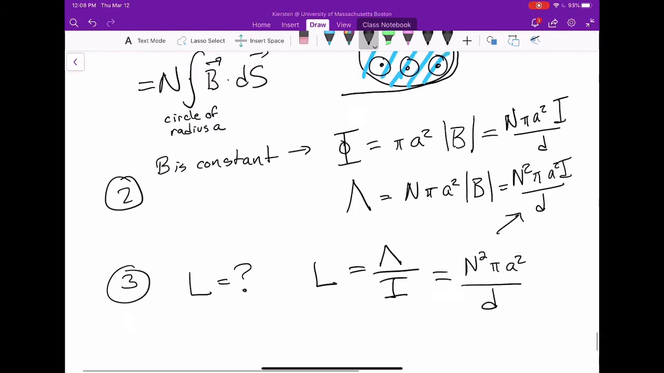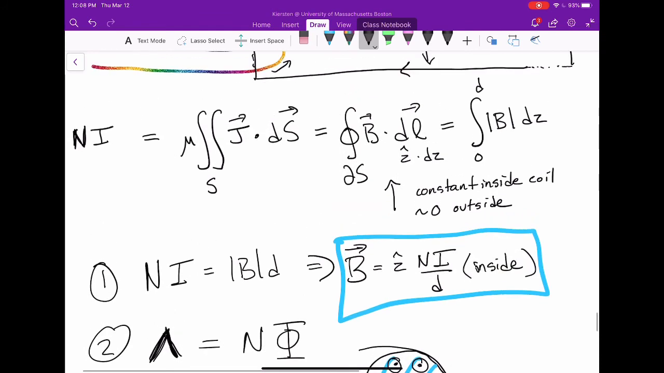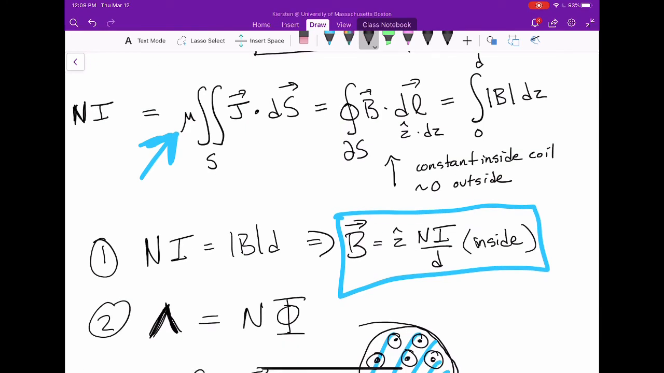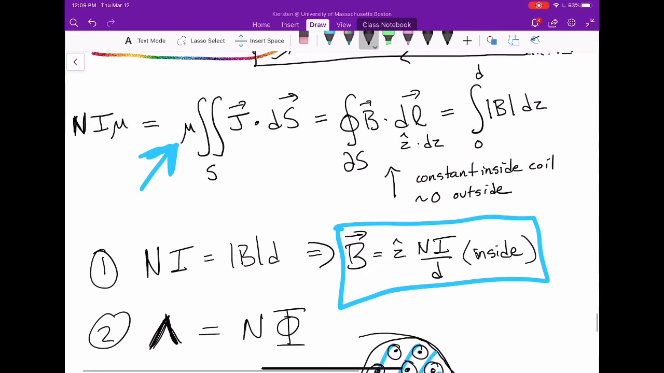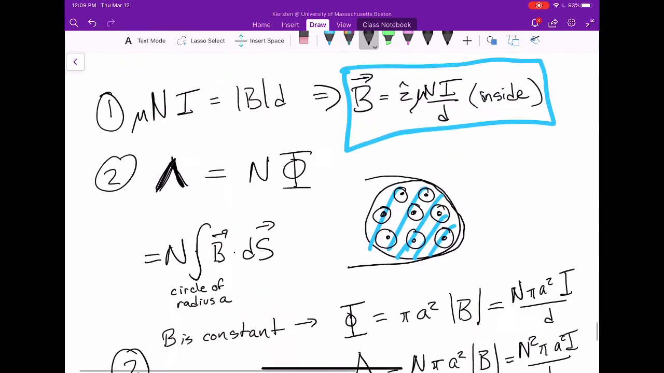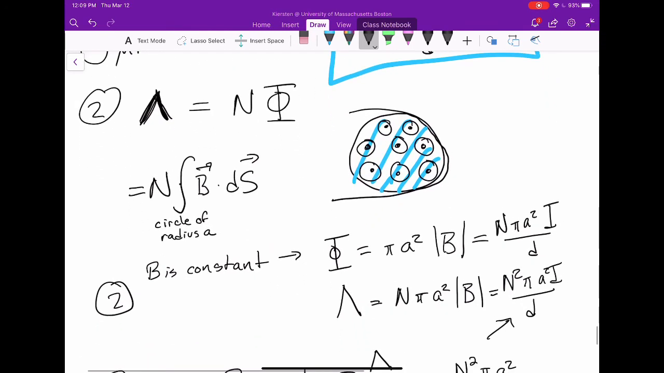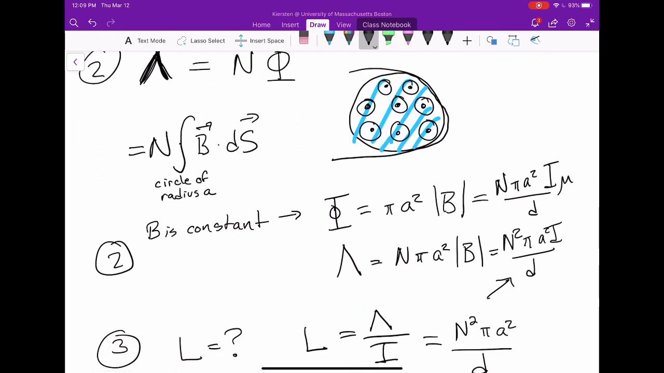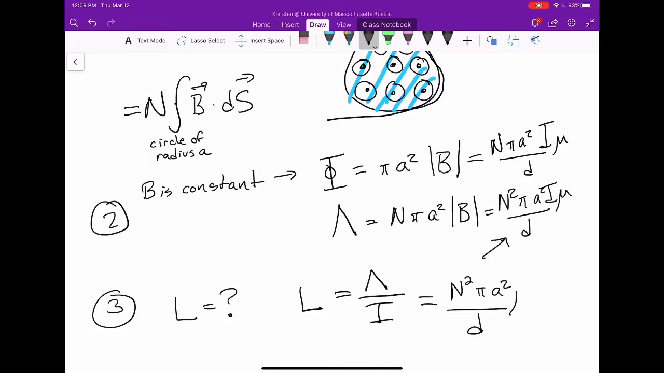Oh, I dropped a factor of mu way back here. Let's go back and put it back in. See this mu? This one right here? I forgot that mu. That mu lives here. That should be N I mu. So mu N I over here, mu N I over there. And that means that there should be a mu over here, and a mu over here, and a mu there. Okay, problem solved. The inductance of the solenoid is N squared pi A squared mu over D, as it should be.